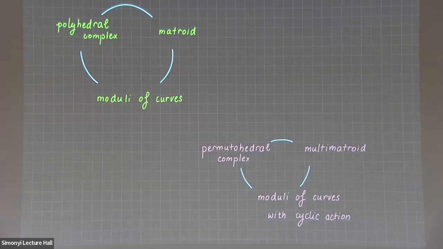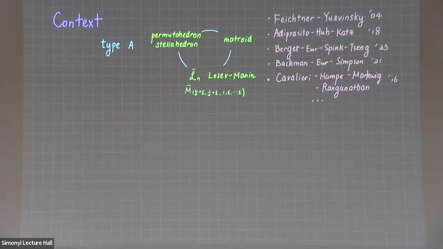Okay, so this new interplay will be between three further generalizations of the previous three objects. The first object is permutohedral complex, which is not quite a polyhedral complex. We'll dive into that in more detail. The second type of object is indeed a generalization of matroid coming from topological graph theory. And then the third generalization is something called the moduli space of curves that carries cyclic action. It's this space that's actually the starting point of this series of work. Okay, so let me still give you some context, but in more detail.